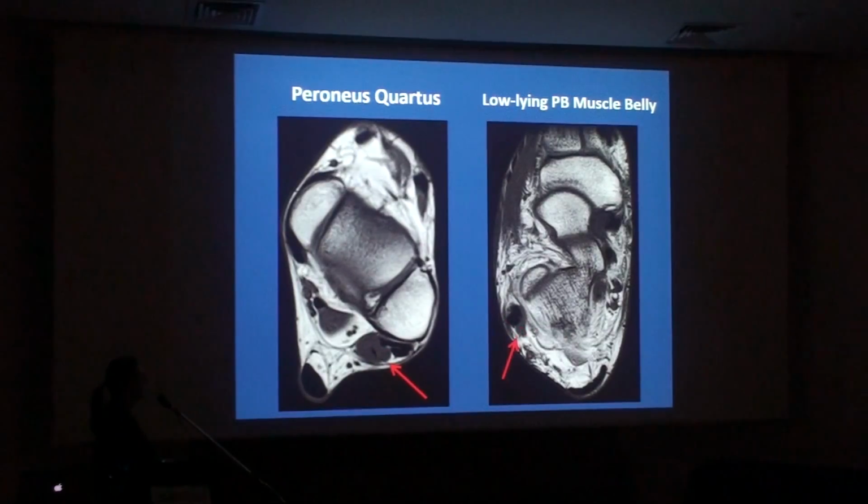Low-lying peroneus muscle belly is another variant which can cause crowding in the retromalleolar groove, and this can variably extend distally, but if it extends more than 1.5 centimeters distal to the lateral malleolus, we call it low-lying peroneus muscle belly.